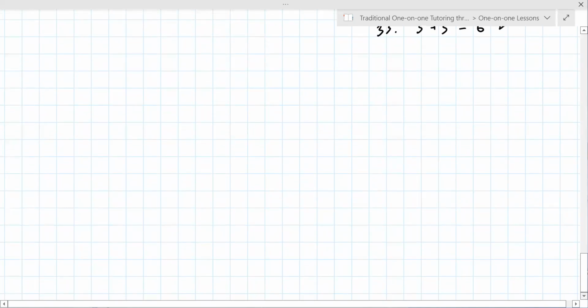So here's another problem. Let's say it's 85 over 15. And they asked you to simplify. So you try 2, but they're not even, so that's not going to work. You try 3.